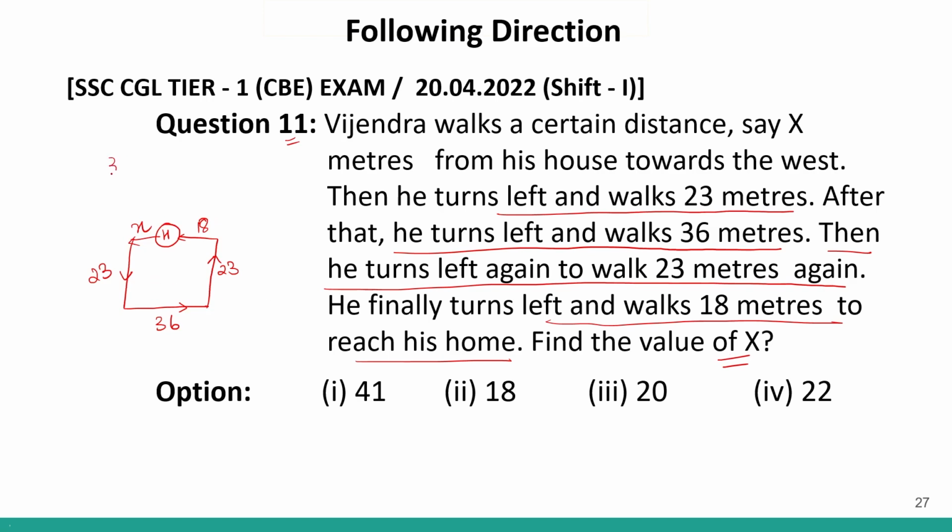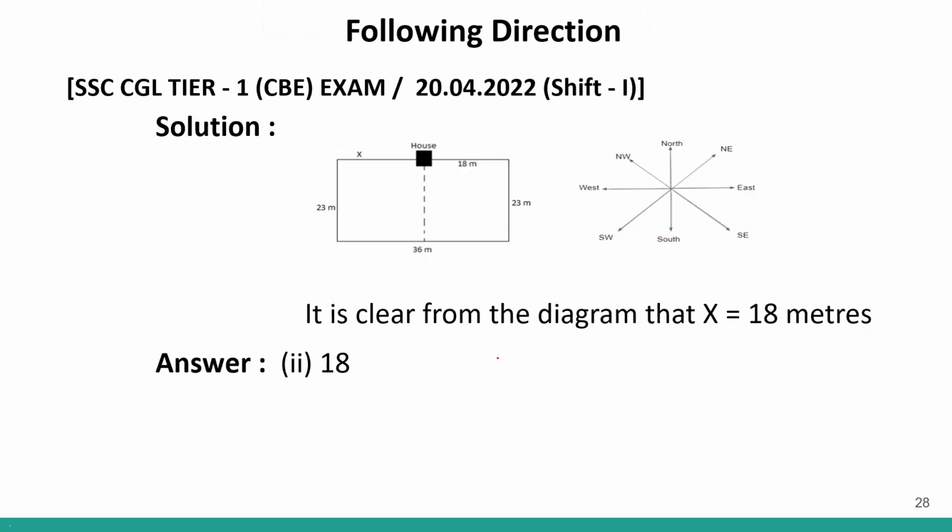So, very clearly, x will be equal to 36 minus 18, which will be equal to how much? It will be equal to 18. So our answer will be option number 2, 18.